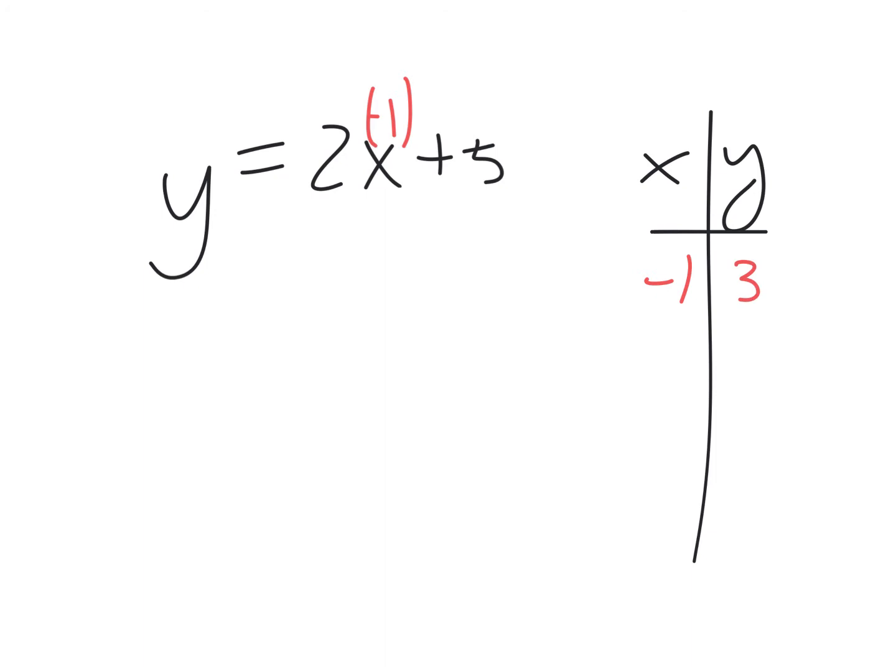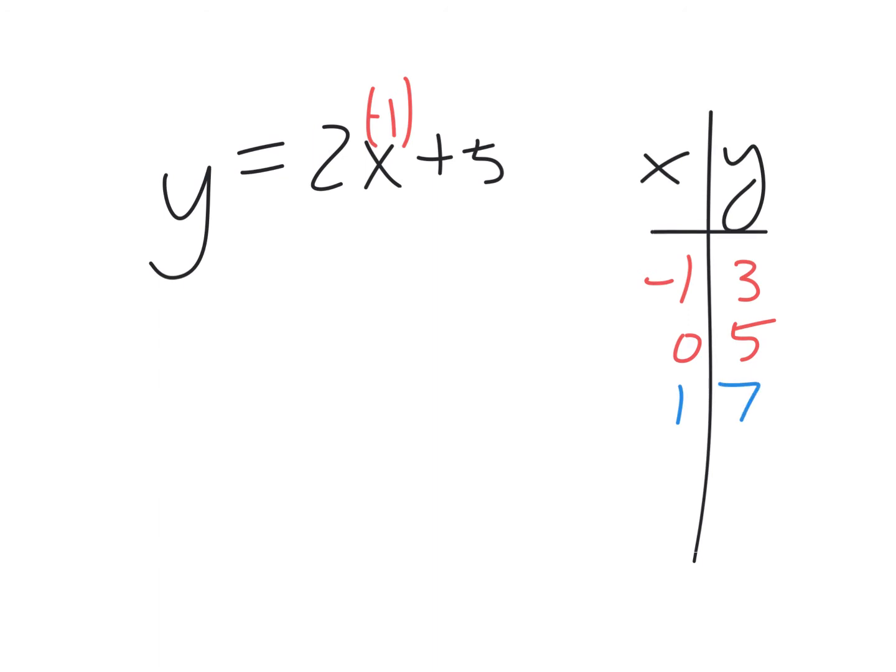Good. Lillian Miller, give me a point. 0, 5. Put in a 0, you get a 5. Correct. Mariam, give me a point. 1 comma 7. You guys agree that those are points that are on this graph?